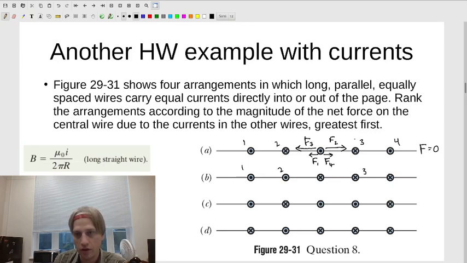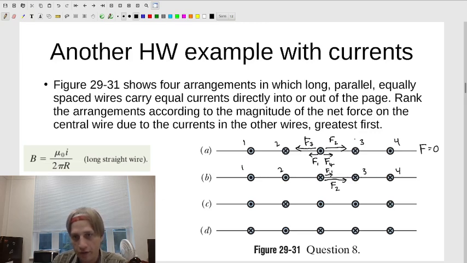1, 2, 3, and 4. So in this case, 2 and the middle wire are moving in opposite directions, so my F2 is going to be pushing away from 2. My force 1 is also from a wire moving in the opposite direction, so it's going to push away with a smaller force.